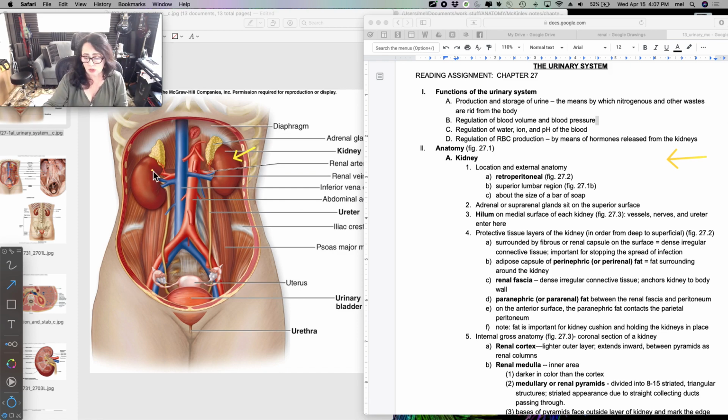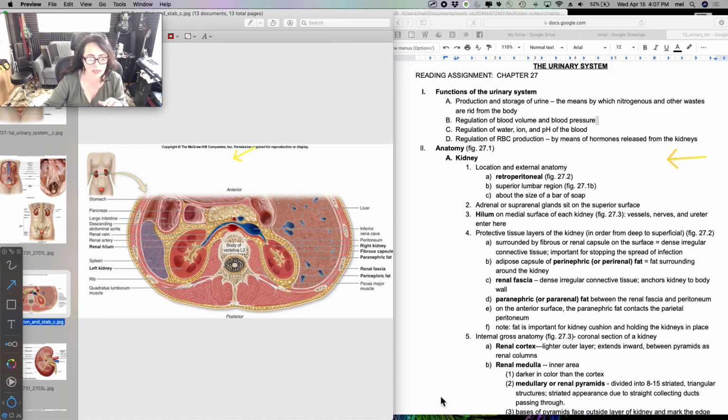But they're close to the same level, and they are both retroperitoneal. Do you guys remember retroperitoneal from the beginning of the semester? Retroperitoneal means that they were in the body cavity before you put in the parietal peritoneum. So they are behind the peritoneum, retroperitoneum. Let me kind of show you what that looks like in this figure. We'll look at this figure again in a second.